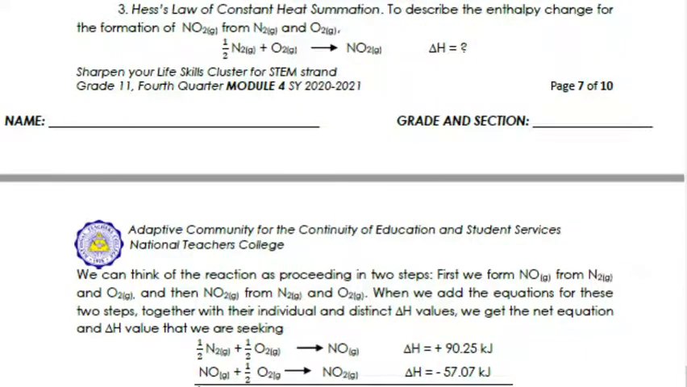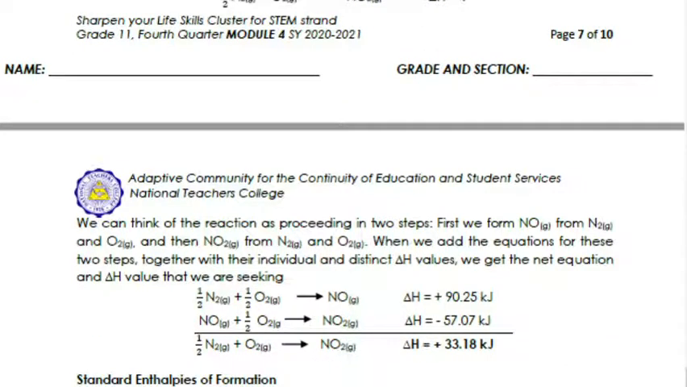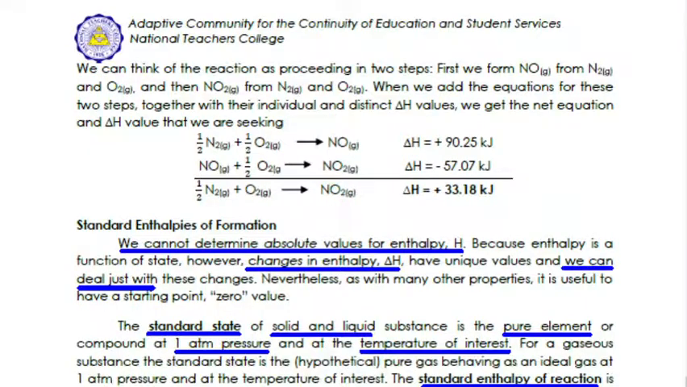Now, going to standard enthalpies of formation. As mentioned, we cannot determine the absolute value of enthalpy, only the changes in enthalpy. So we can deal just with the changes in enthalpy. Let us first define different terminologies like standard state. What is a standard state?